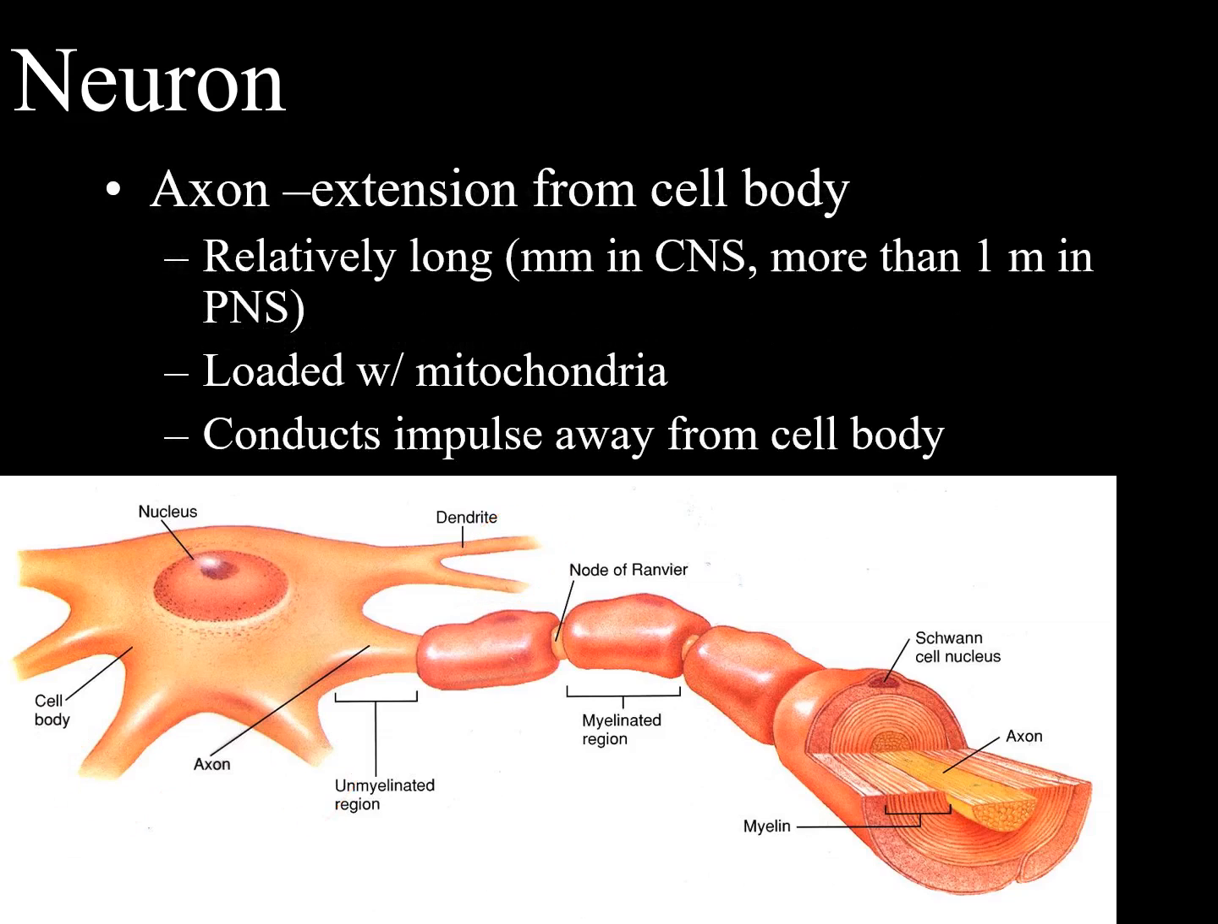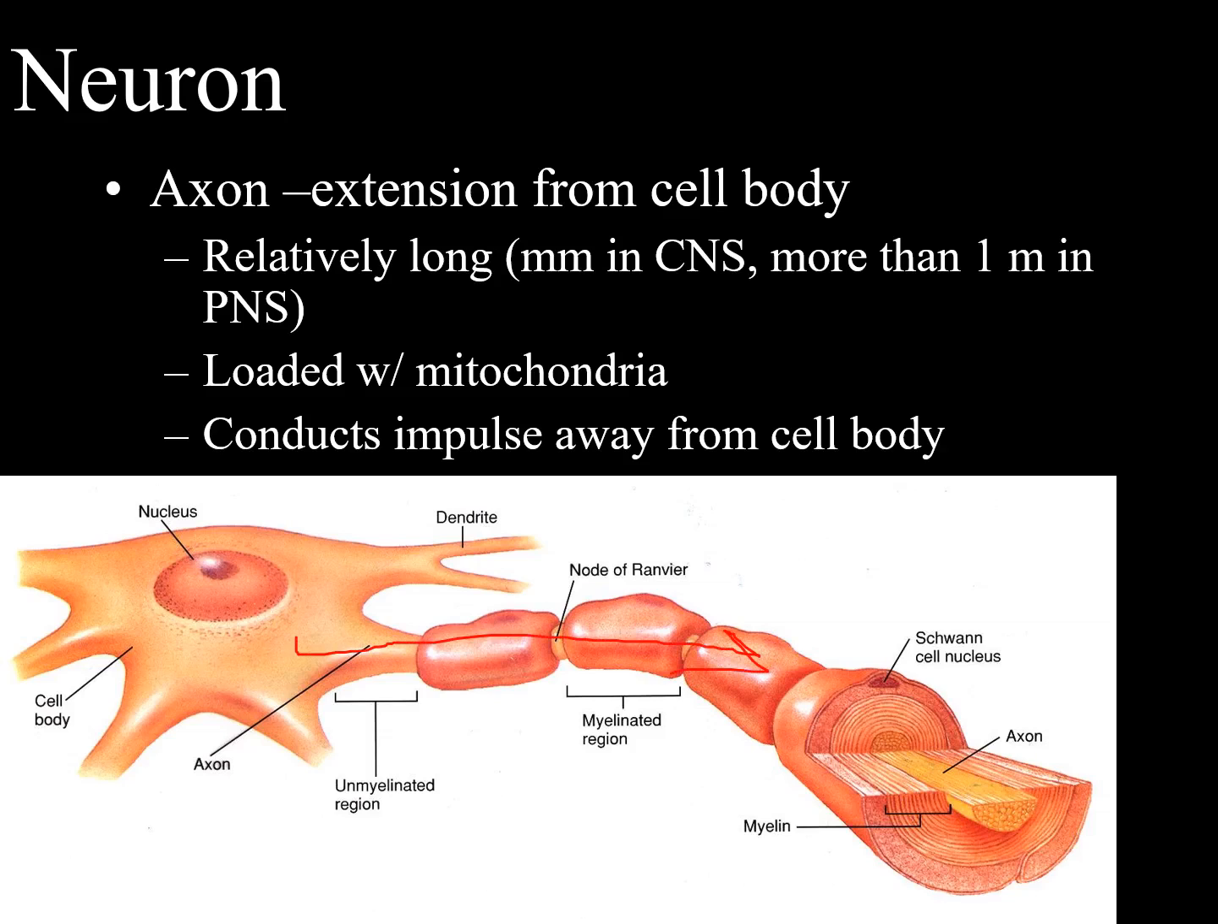The axon is the single long extension from the neuron. It can be millimeters long or more than a meter long in the peripheral nervous system, which, even a millimeter long is long for a cell. There's tons of mitochondria in the axon because there's a whole bunch of membrane pumps that are basically burning ATP, pumping ions across the cell membrane, so you need to be able to generate a lot of ATP. And this conducts the nerve impulse away from the nerve cell body.